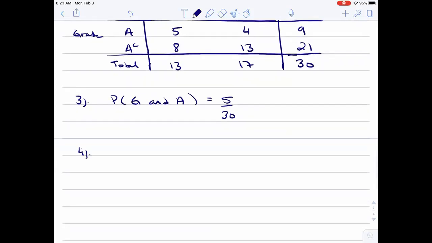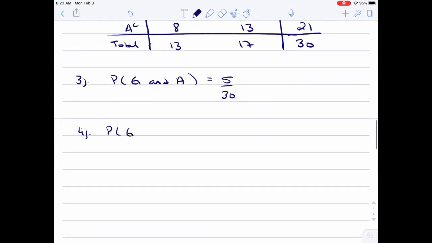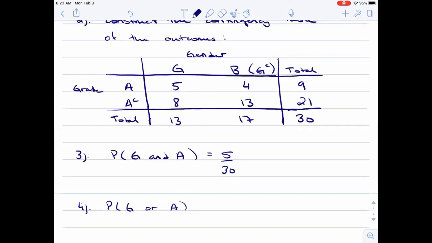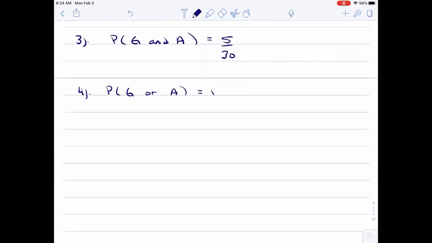4 is asking for the probability of G or A. You can look at it and say, okay, well, I either want a girl or an A student, but there's that overlap, right? And so I find it's easier to just use the general addition rule because I know the probability of G, I know the probability of A, and I know the overlap, the probability of G and A. So I'm going to say that's the probability of G plus the probability of A minus the probability of G and A.